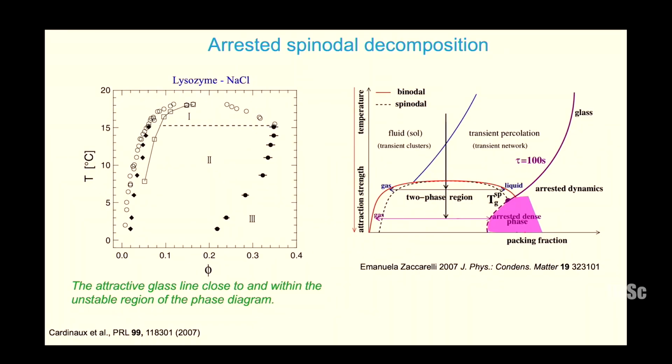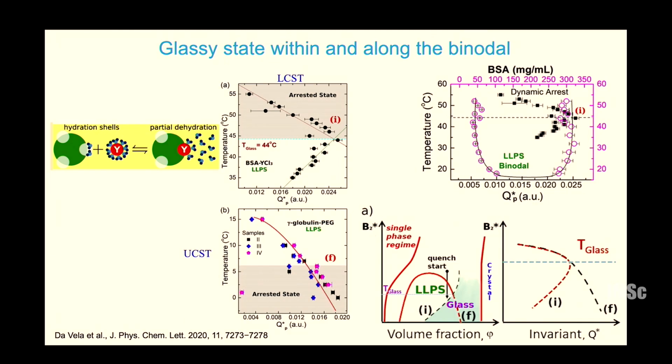Okay, on one hand, we can predict LLPS from an equilibrium point of view, but from an experimental point of view, there are a lot of kinetic effects that bring in additional features, additional challenges. So this is an example where the attractive glass lies close to or within the unstable region. What I mean here is that this black line that you see is an attractive glass regime, and that happens to be below the LLPS. This again is from the context of colloids or globular proteins.